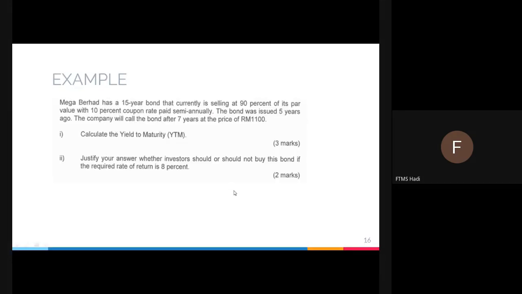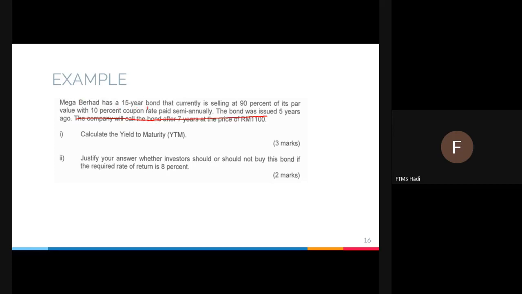Okay, example here. Let's have a look together, for 1 or 2 minutes. Mega Berhad has a 15-year bond that is currently selling at 90% of its par value with a 10% coupon rate paid semi-annually. The bond was issued 5 years ago. The company will call the bond after 7 years at the price of 1,100. Please ignore this one because it is not related to the question. This one is more yield to call. We are not covering yield to call. Issued 5 years ago, okay, please do this one.